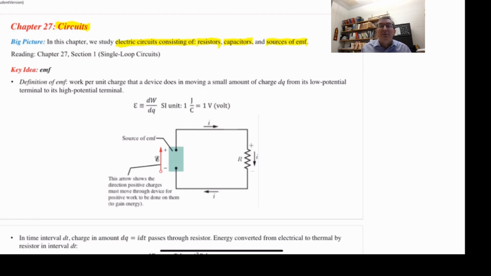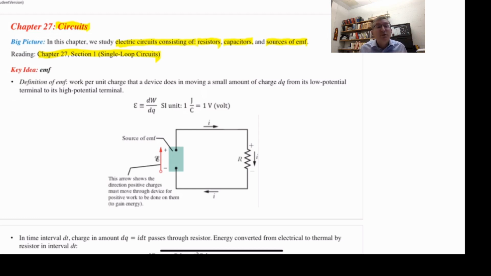Generally speaking, that's a battery, or a solar cell, or a power supply, like we use in lab. But that source of energy is called, as we will learn, a source of EMF. So this video is about Chapter 27, Section 1, studying what are called single loop circuits. We're going to start with the simplest possible kind of circuit and build up from there.